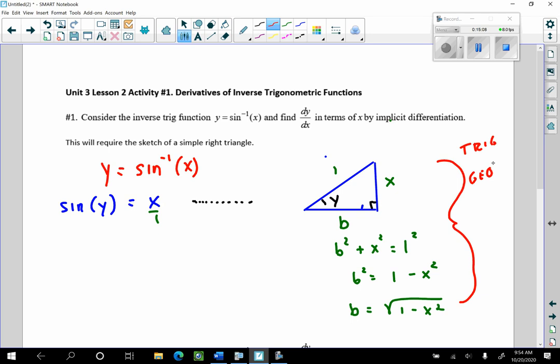Back to calculus. Now I'm going to d dx both sides because my goal was to find dy dx. So I'm going to d dx both sides of this. What's the derivative of sine? Cosine, correct? So this is going to be cosine of y. What's the derivative of the inside? dy dx. What's the derivative of x? 1.